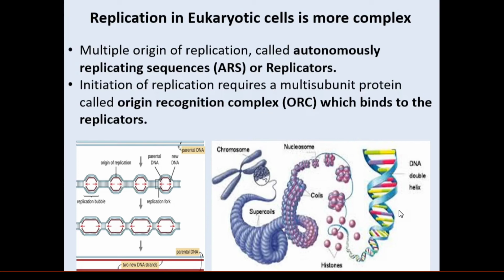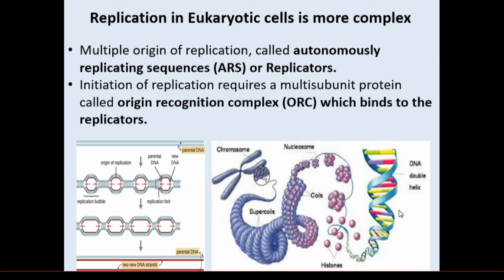Initiation of replication requires a multi-subunit protein called origin recognition complex, which binds to the replicators. So, replication of eukaryotic chromosomes proceeds bidirectionally from multiple origins. The rate of replication fork movement in eukaryotes is 50 nucleotides per second.